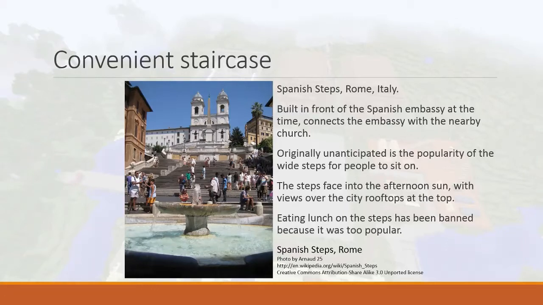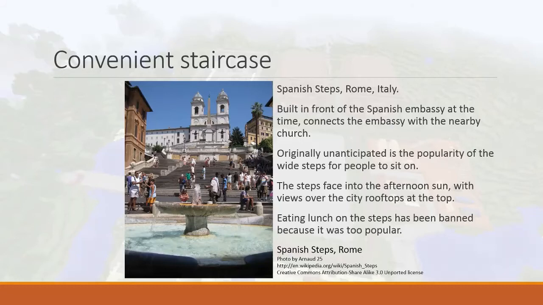You see the church up on the top of the hill there? So there used to be just a cliff there, and the people at the Spanish embassy, if they wanted to go to church, they had to go the long way around. So at some point they built the staircase between the embassy and the church. And people didn't really expect how popular the stairs would be for sitting on.